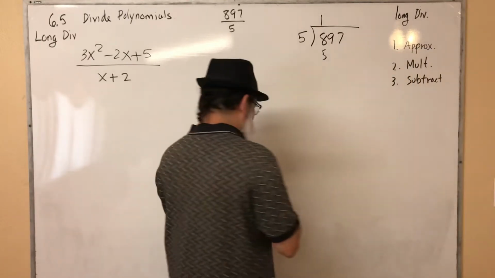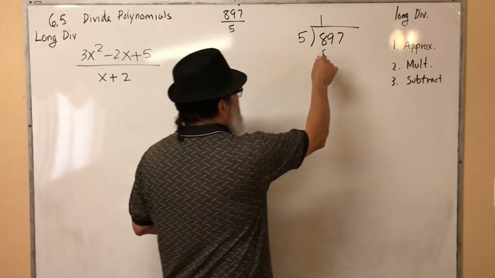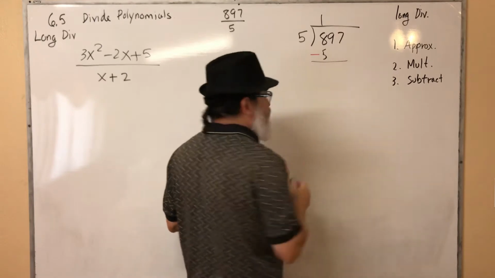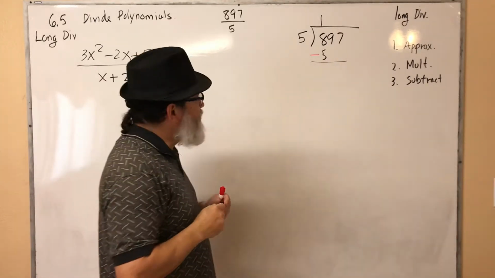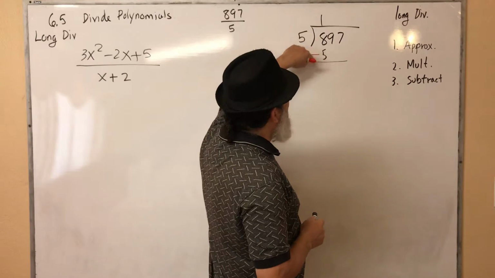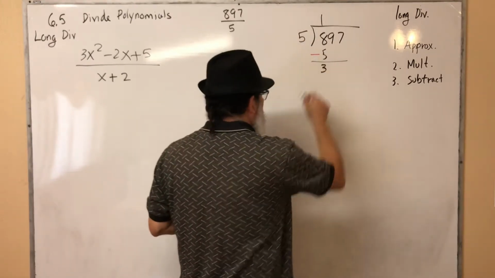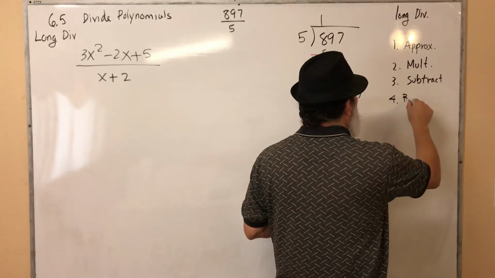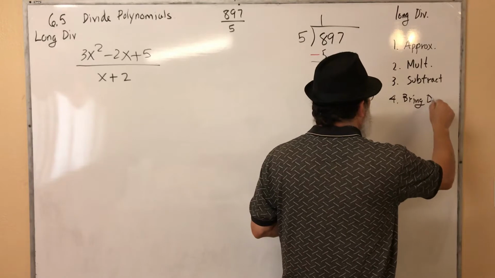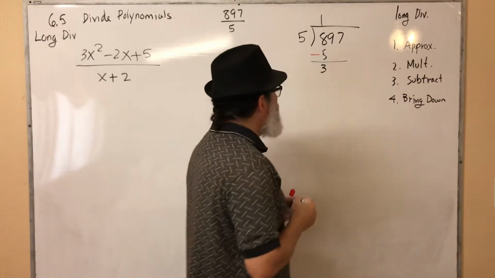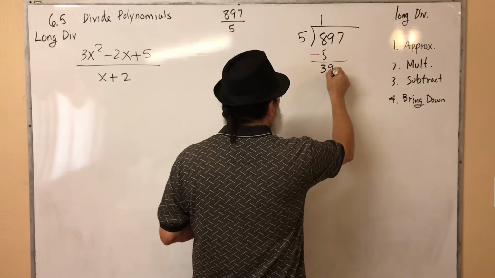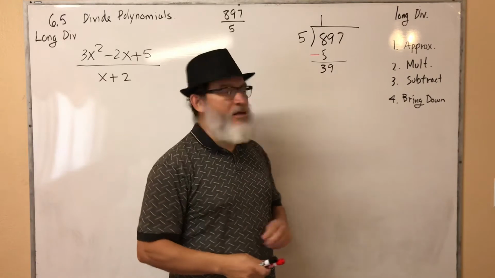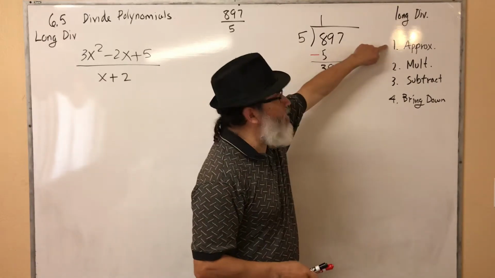To subtract, here's what I do. Make the subtraction, and I subtract. I put a negative in front to subtract. Okay? Subtract 8 minus 5 is 3. Step number 4, bring down. So bring down the 9. Step number 5, approximate again. Go back to step number 1, approximate.